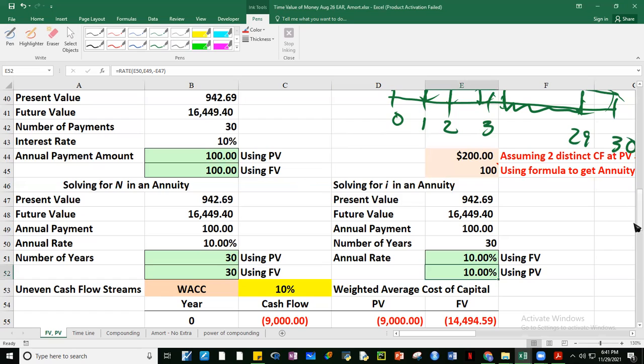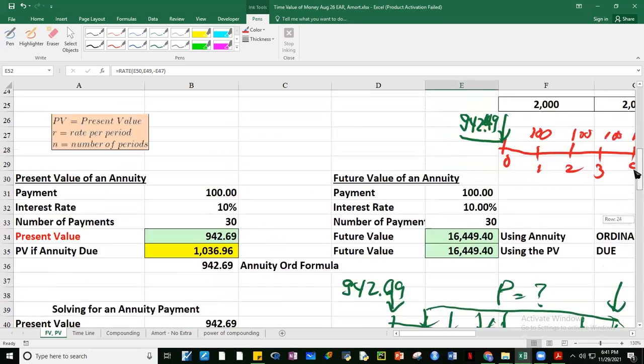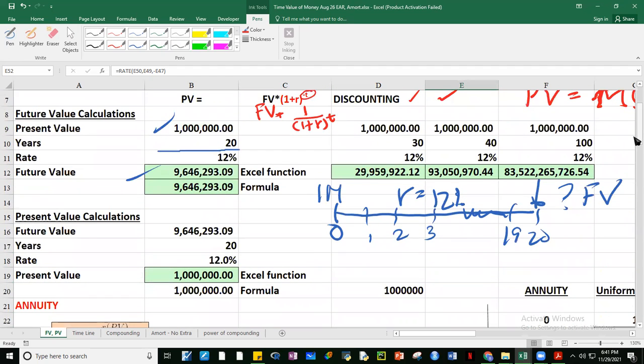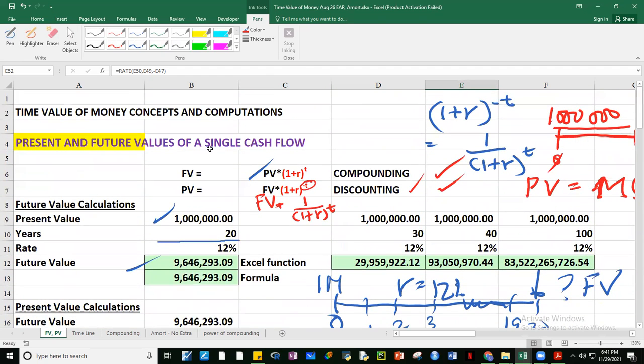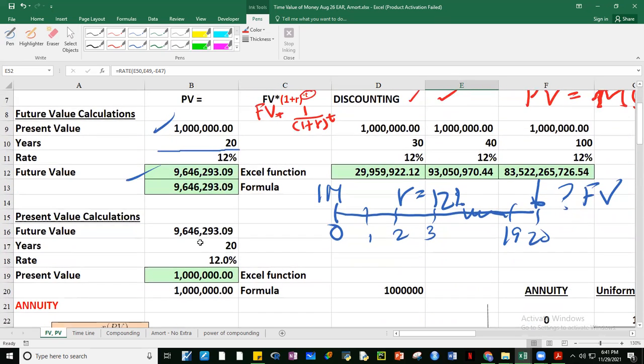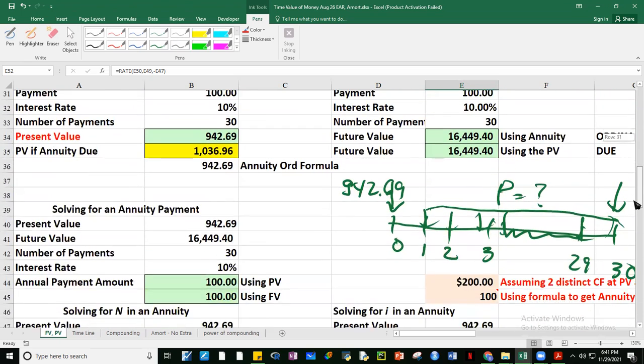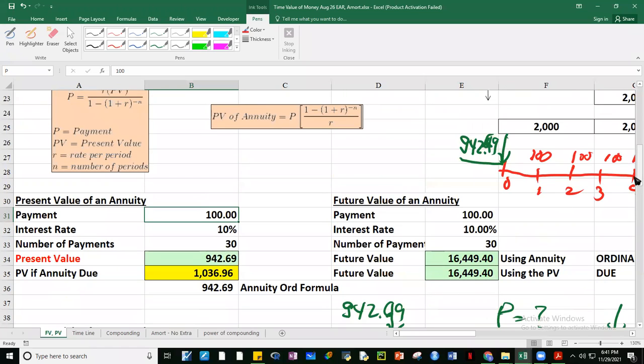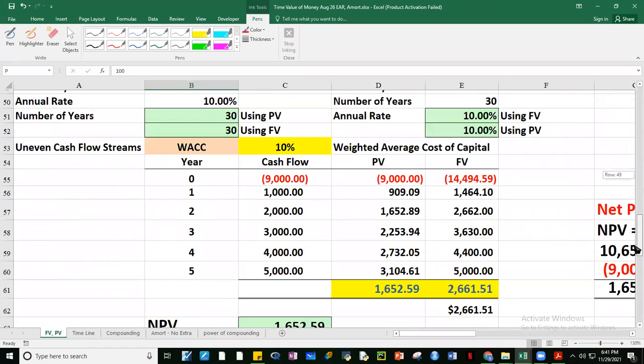Okay, so let's now go here, guys. So far, what we did was to discount. Dito ang diniscount natin yung single cash flow lang. Diniscount natin si 9.646 million para kunin natin yung present value na 1 million. Diniscount din natin yung annuity, no? Yung 100 na annuity. Hinanap natin, we look for the present value.